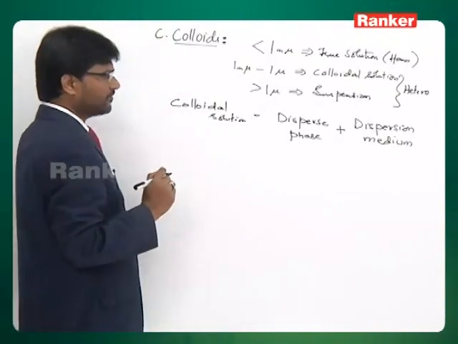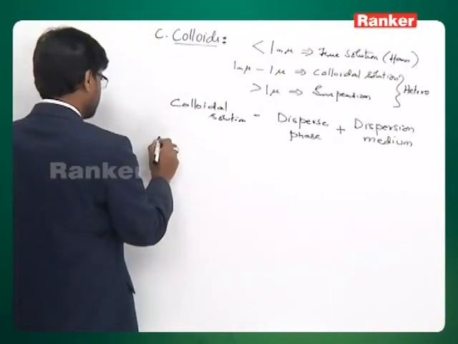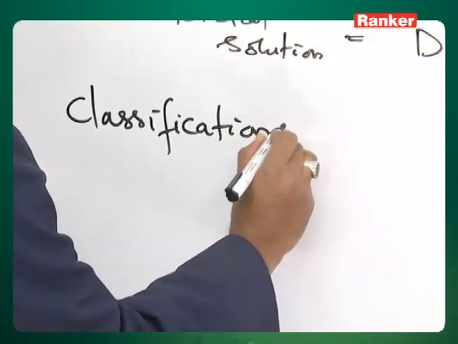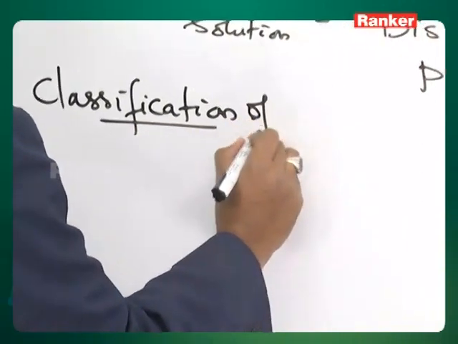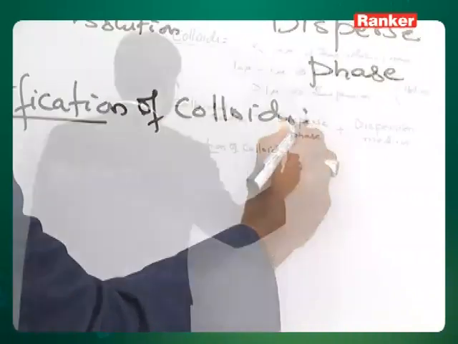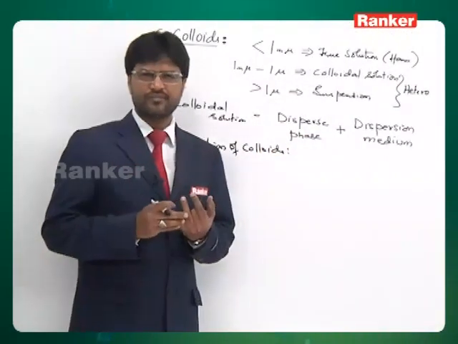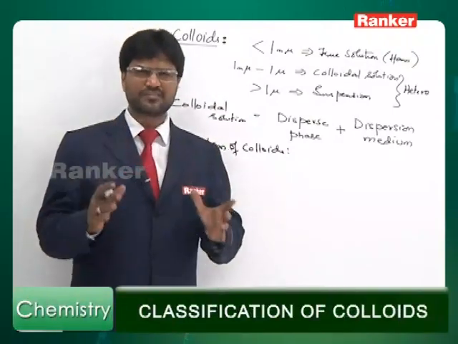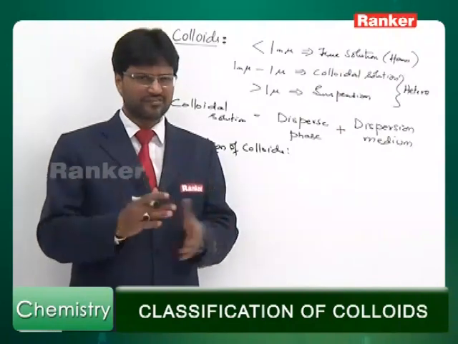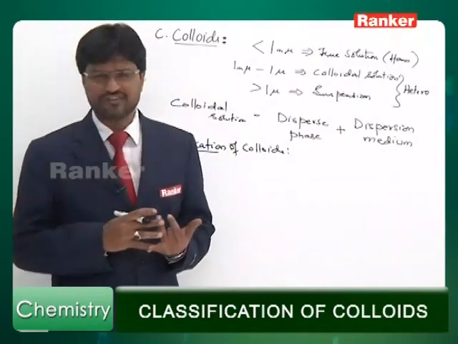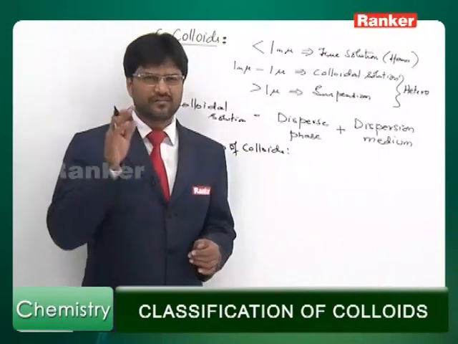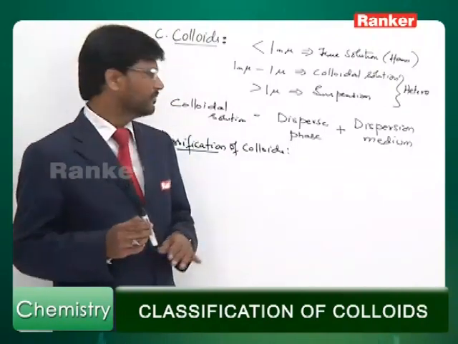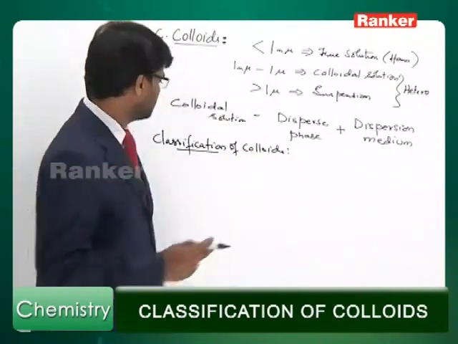Let us now learn about classification of colloids. See, I would like to repeat this. We said when we mix two components, three possibilities arise. One of them is colloidal solution, where the particle size is 1 millimicron to 1 micron. Another thing we said is colloidal solutions are heterogeneous, not homogeneous. And one more thing we have said is that the two components are named as disperse phase and dispersion medium. Now, we are going to talk about classification of colloids.